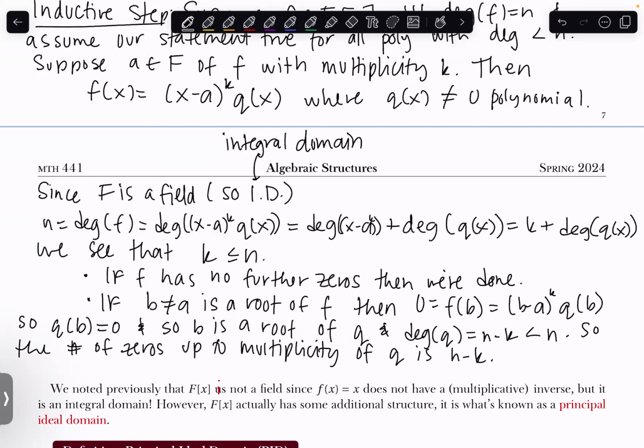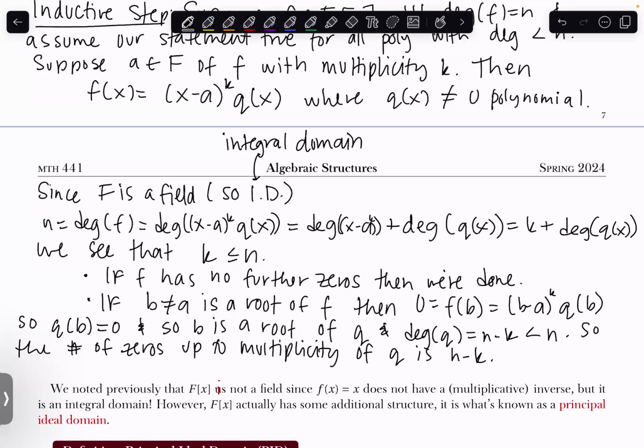And so when I think about all of the zeros of f, I know I have k zeros up to multiplicity for the number a, and all the remaining ones up to multiplicity have n minus k. So when I add them together, it tells me how many I have in total up to my multiplicity. And we'll see if I add k to this, I'll get back n. So it doesn't exceed the degree of my polynomial.